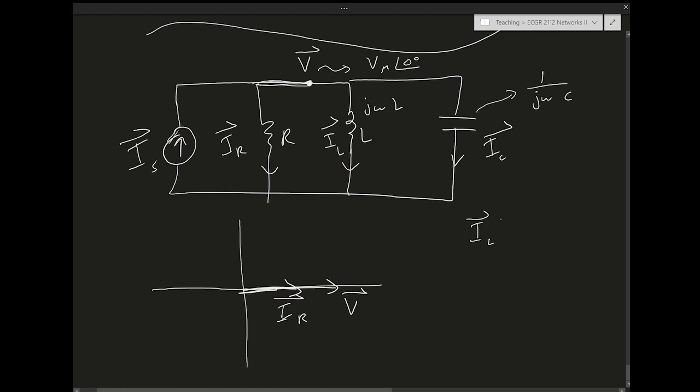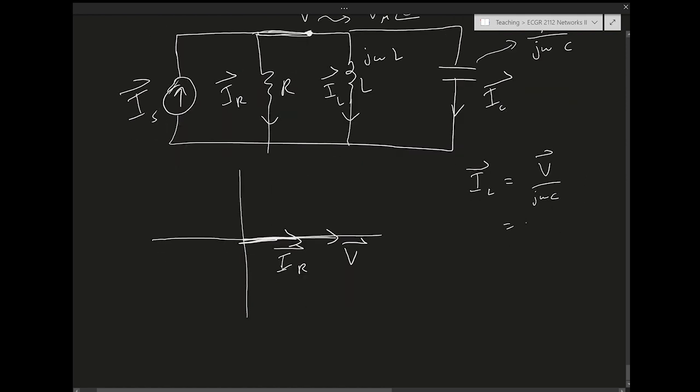IL is going to be what? It is going to be V over j omega L, right? So IL is going to be V, and of course V is Vm with an angle of 0, over omega L, and then this is going to be minus j in the numerator, which is an angle of minus 90. So IL is going to be at an angle of minus 90 degrees.